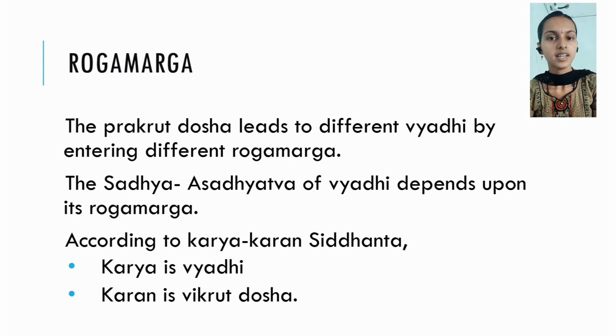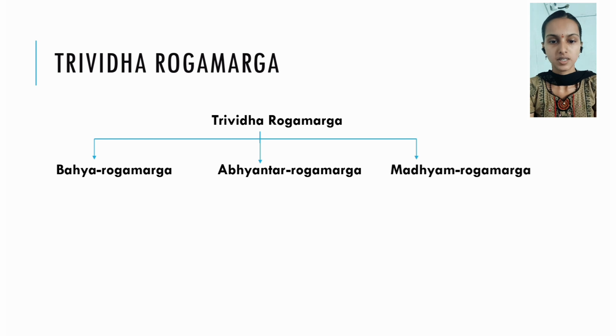And the Sadhya Vyadhi and Asadhya Vyadhi. Sadhya Vyadhi are those which are curable, and Asadhya means which are not curable. The Sadhya Asadhyatva, whether the Vyadhi is curable or non-curable, is also dependent on the Roga Marga of the Vyadhi. If we apply Karya Karana Siddhanta over here, we can understand that Vyadhi is the Karya and Vikruta Dosha is the Karana. Roga Marga are of three types: the Bahya, external, Abhyantar, internal, and Madhyam Marga.